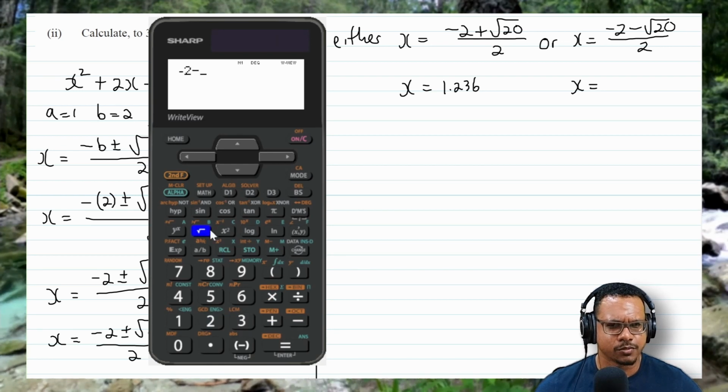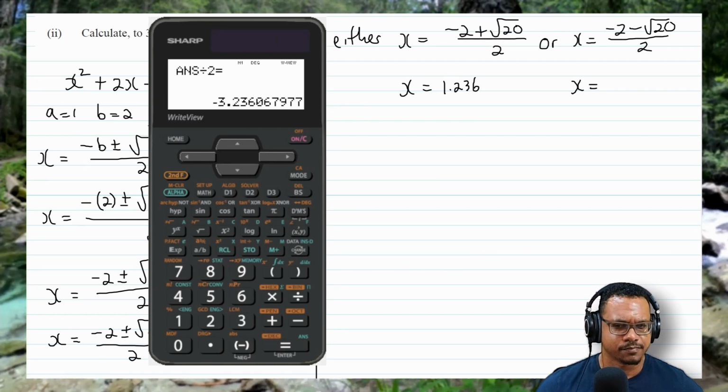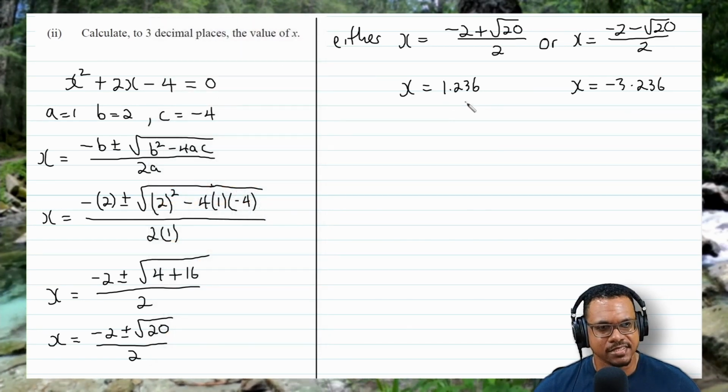All right, and now going with the second one, we have negative 2 take away the square root of 20. Press equal sign, get the answer for that, and then divide it by 2. Convert that to decimal. So that'll be negative 3.236. Again, the 6 here is the 3rd decimal place. After it is a 0, so the 6 remains the same. So the answer here is negative 3.236. And of course, these are your answers to 3 decimal places.